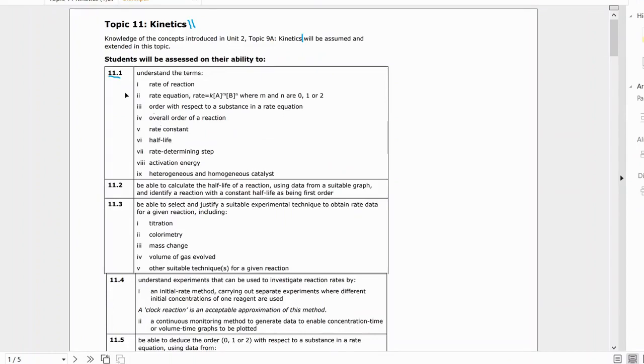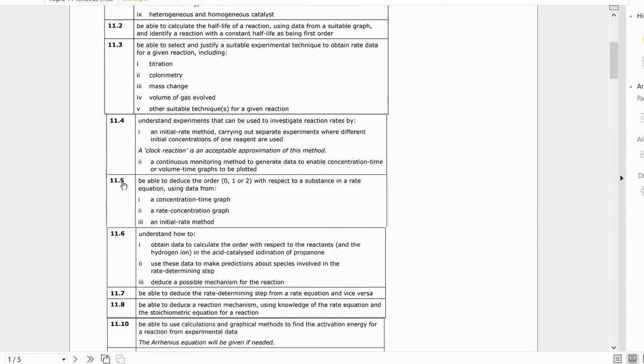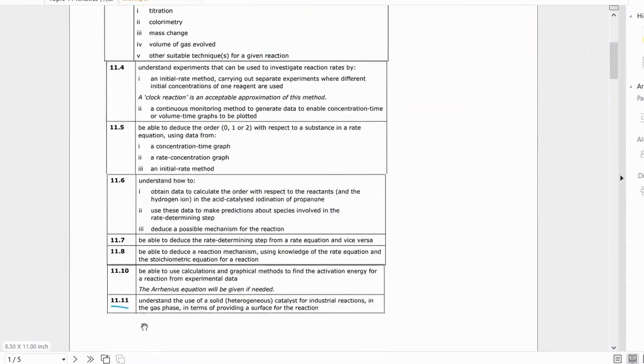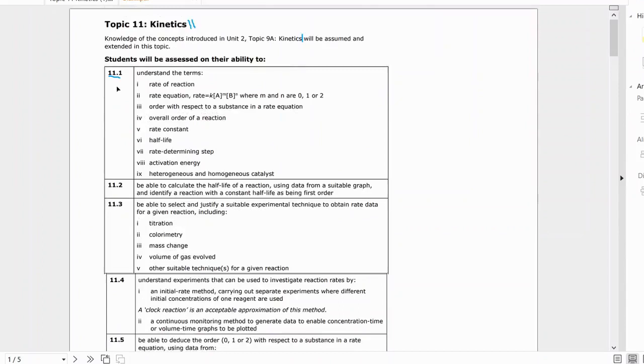Before beginning the video, I'll let you know that in this video I'll only cover from specification 11.1 till 11.11. The remaining two will be skipped for another video, but the majority of kinetics will be covered in this video. I'll try to make it as short as possible, but we cannot compromise on concept building as well. So let's see how long this video will take. And one thing you should know is concepts from kinetics 1 of Unit 2 chemistry will be assessed in kinetics 2 of Unit 4 chemistry.